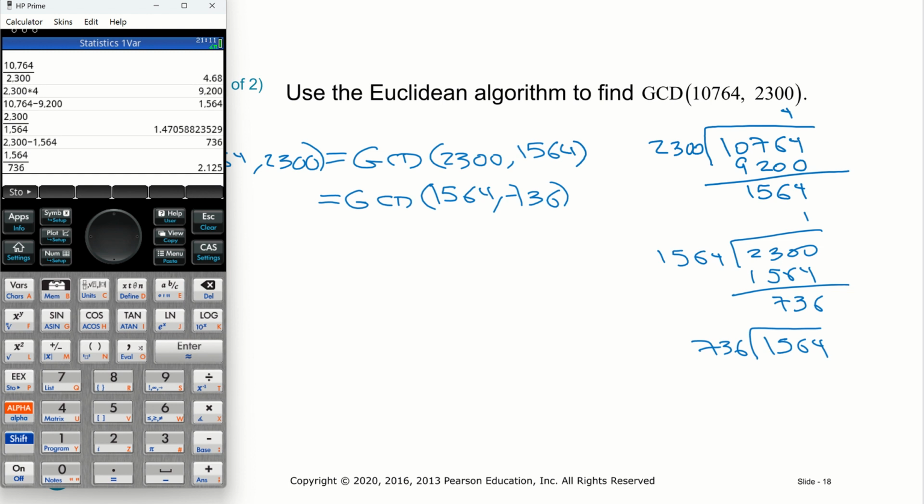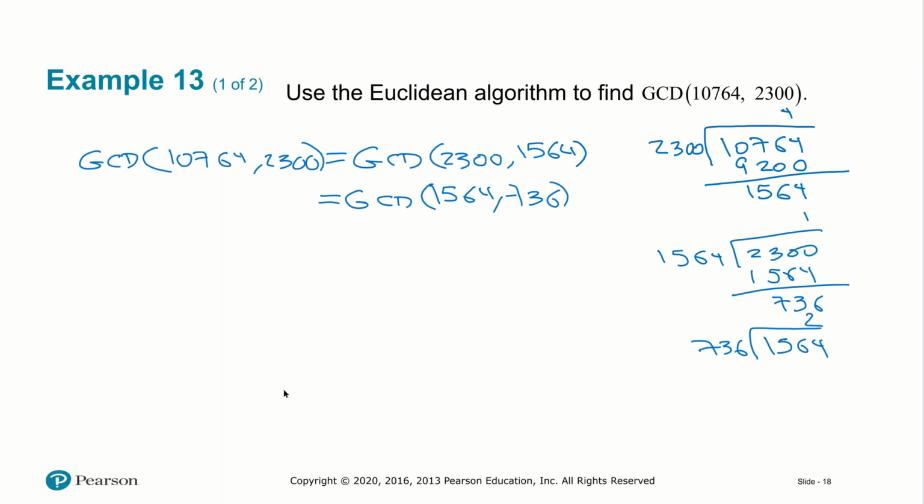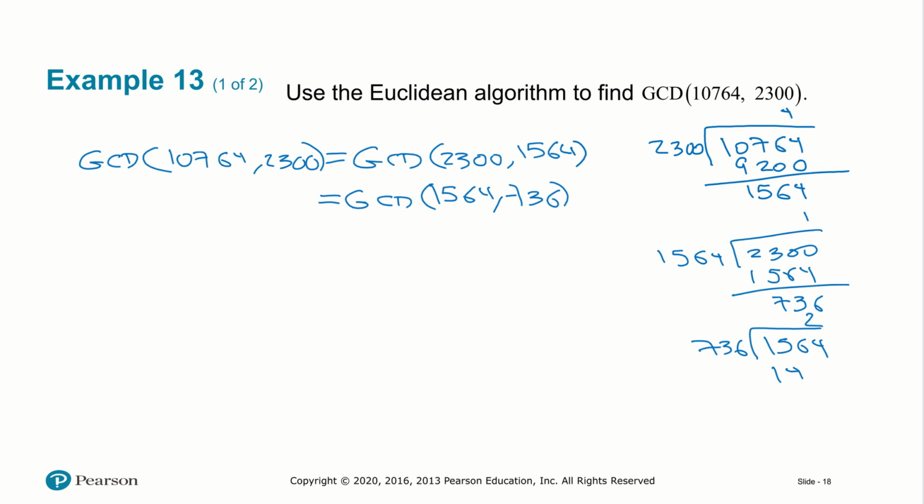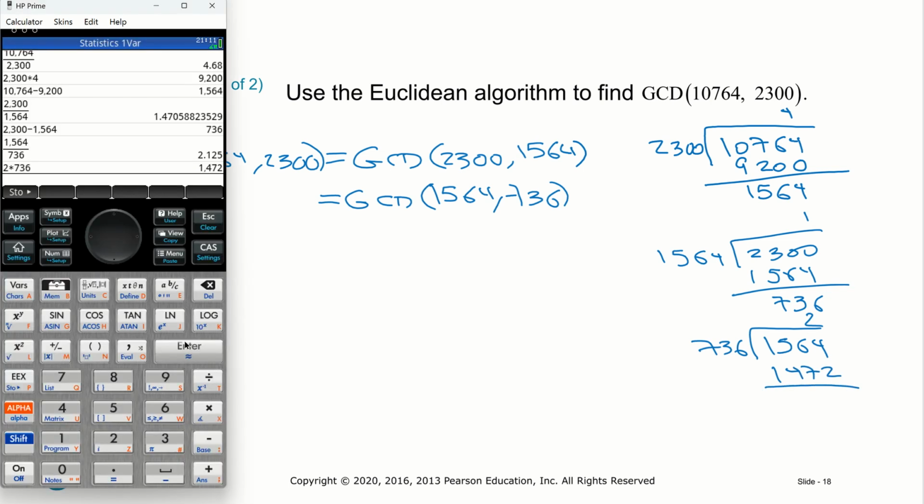So we get 2 and some change, so we put the 2 here, and we go ahead and multiply 2 by 736. That gives us 1,472. We'll subtract. So we end up with 92.